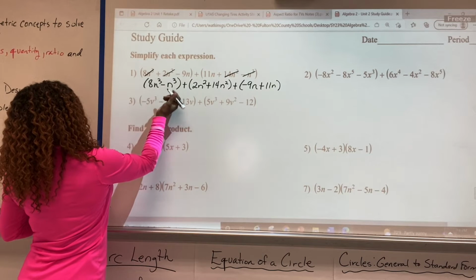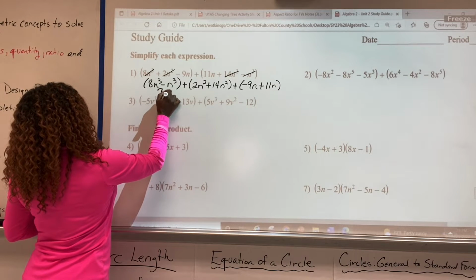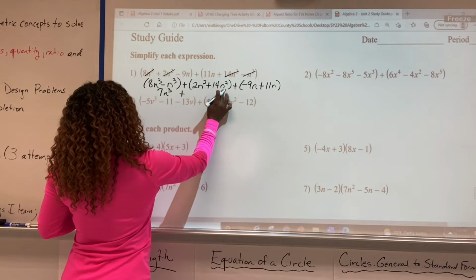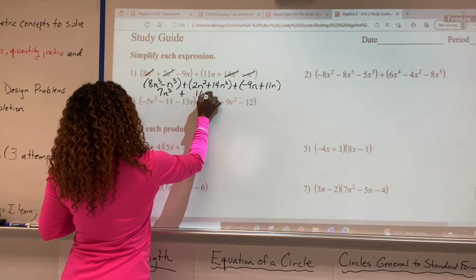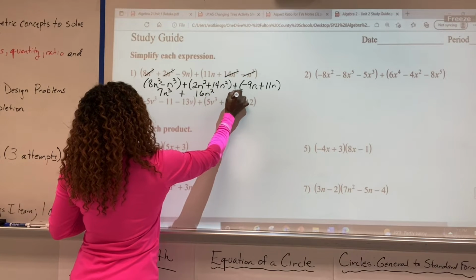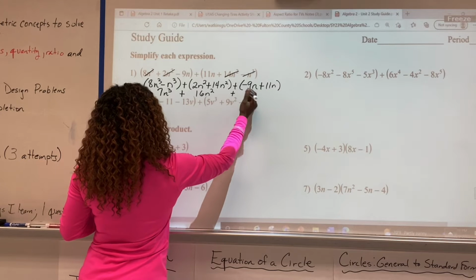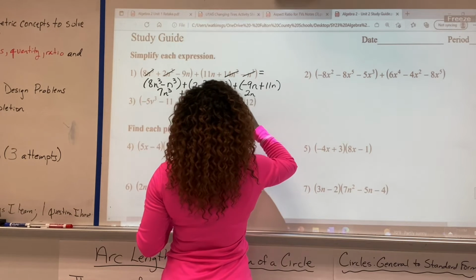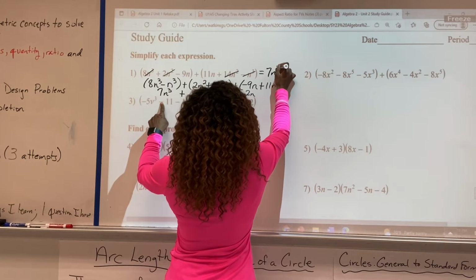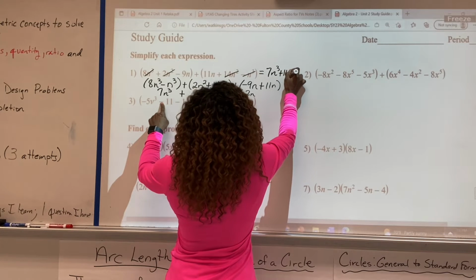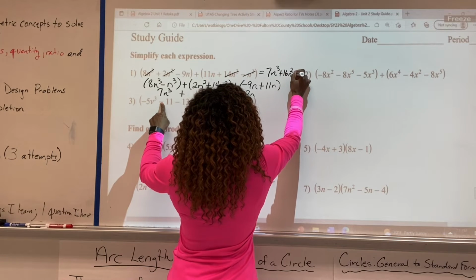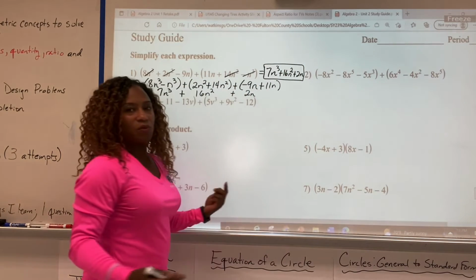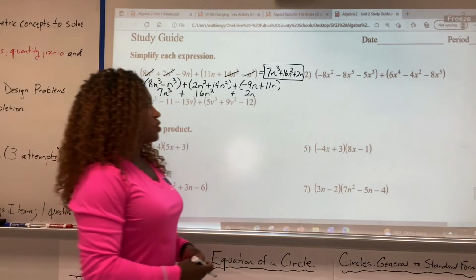So 8n cubed minus n cubed will leave me with 7n cubed, plus 2n squared and 14n squared. That gives me 16n squared, plus negative 9n plus 11n. That gives me 2n. So my final answer for this problem is 7n to the third plus 16n squared plus 2n. There's my answer for the first problem. And all I did was combine like terms. Let's take a look at number 2.